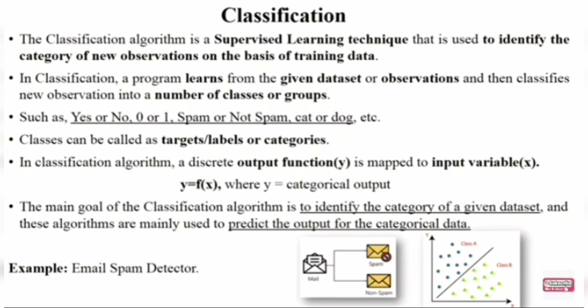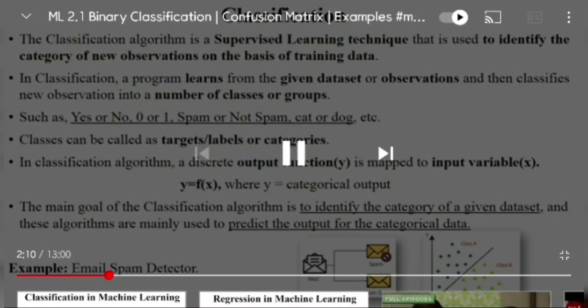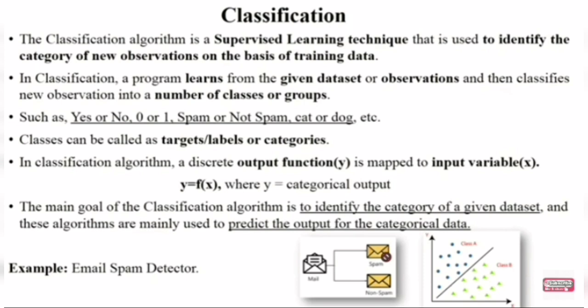So, sa classification algorithm, a discrete output function y is mapped to input variable x. So, ganito, y equals f(x), where y equals categorical output. And the main goal of the classification algorithm is to identify the category of a given dataset, and these algorithms are mainly used to predict the output for categorical data. So, ang example daw dito ay yung email spam detector.